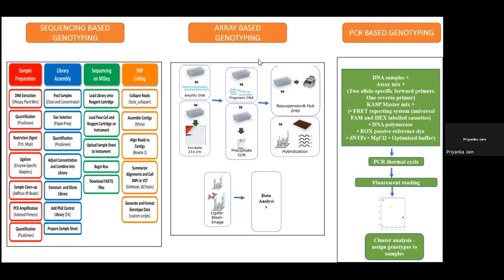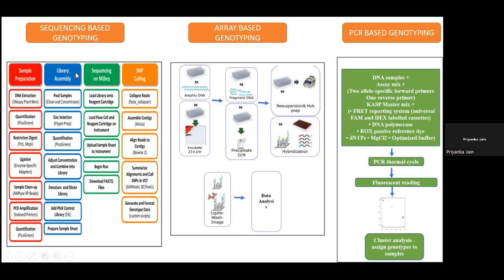By array, we can also do the genotyping. By PCR method also, genotyping can be performed. Every method has its own advantages and disadvantages. All these three are being used. The array-based method is very popular in plants nowadays. And sequencing is very popular everywhere, because sequencing identifies every site, whether it is de novo or known. It is such a good technique that it mines every unknown part of your genome.